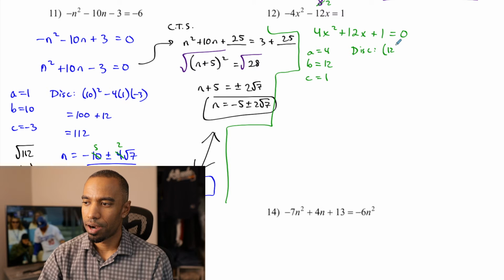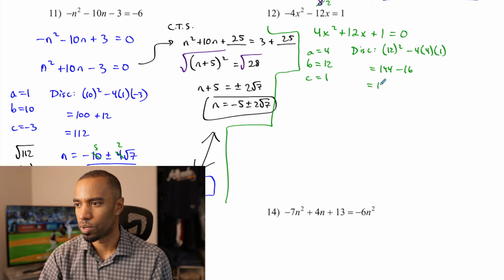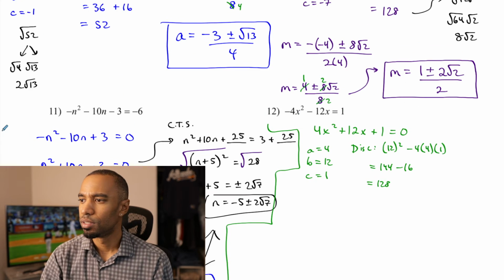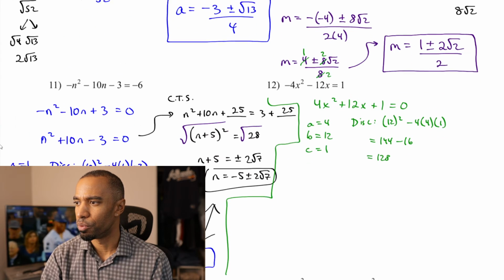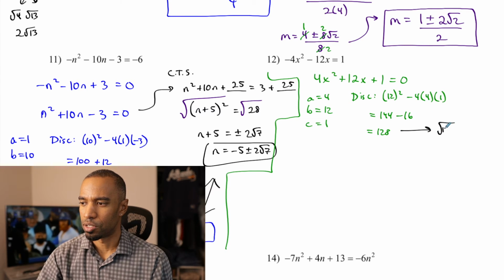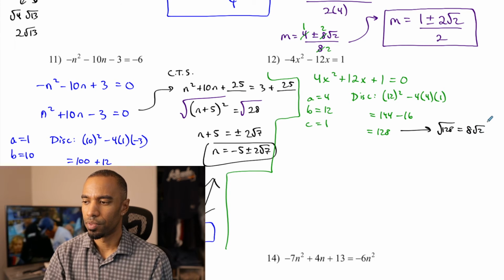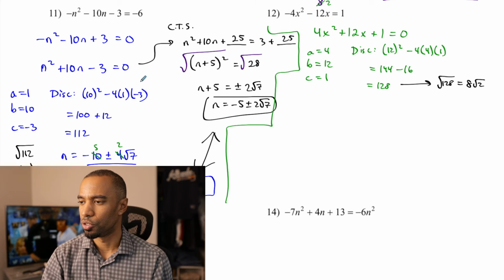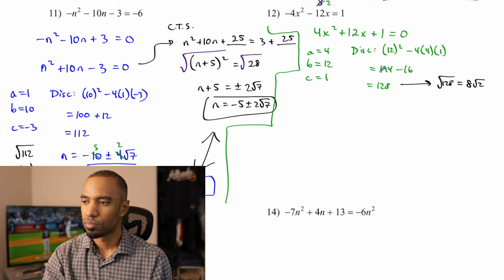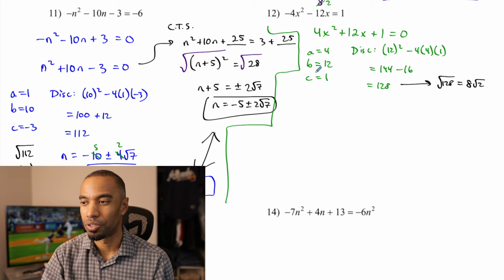B squared minus 4AC is 144 minus 16, which is 128. Did we do 128 before? Yeah, that was 8 root 2. So root 128, I'm going to save time. If you have numbers that you've already used, use them. Root 128 is 8 root 2. Not getting very unique, are we? Not very original here, huh?